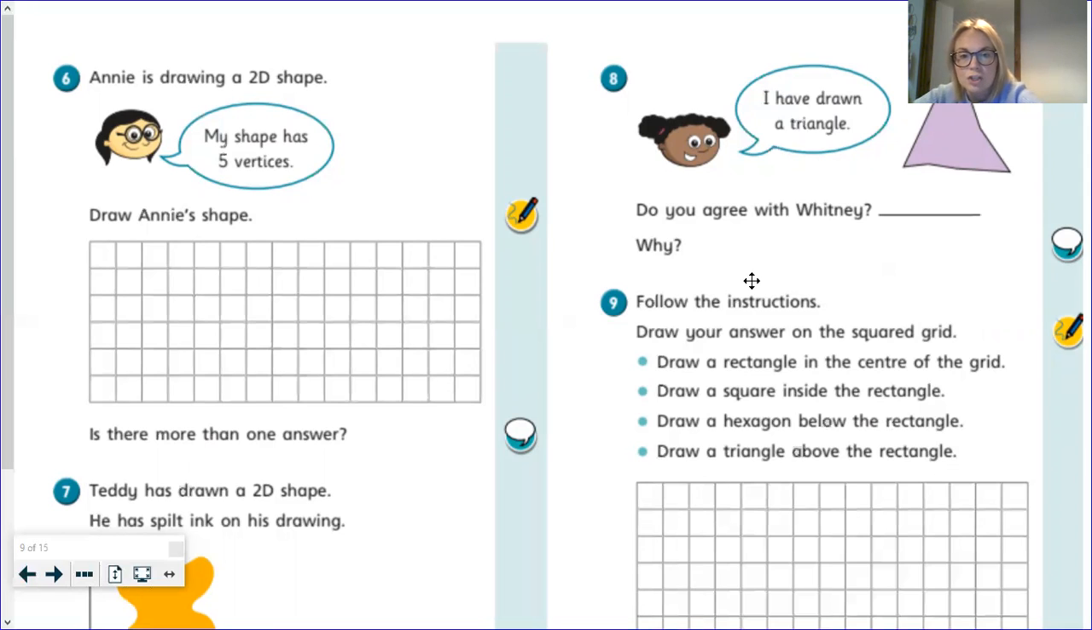And finally, your challenge for today is follow the instructions. Draw your answer on the square grid. Draw a rectangle in the centre of the grid. Draw a square inside the rectangle. Draw a hexagon below the rectangle and draw a triangle above the rectangle. So you're going to have a nice little array of shapes.